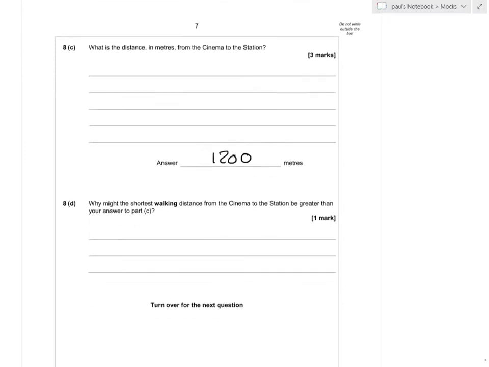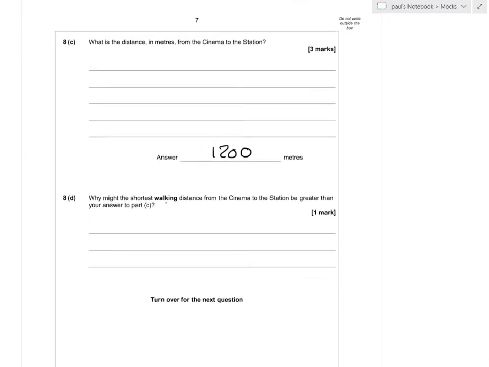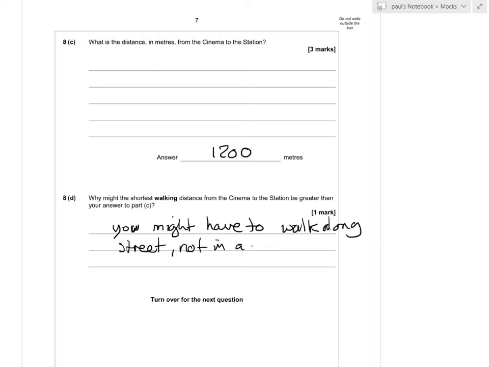Right. Why might the shortest walking distance from the cinema to the station be greater than your answer? Don't know. Maybe you might have to walk along streets, not in a straight line.